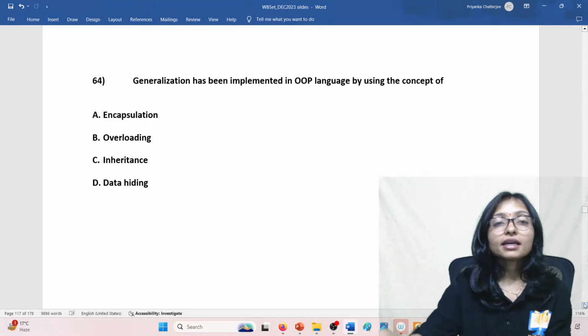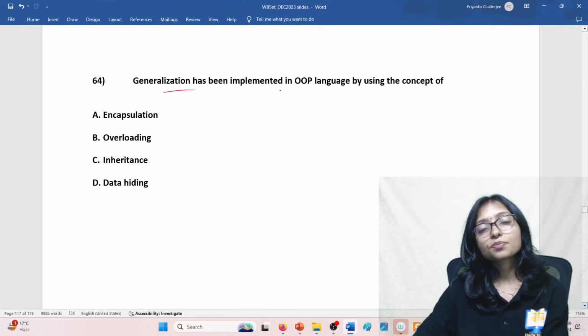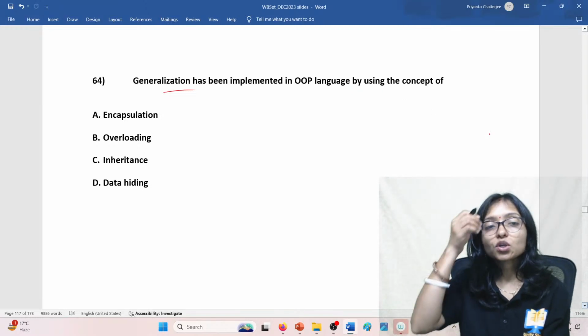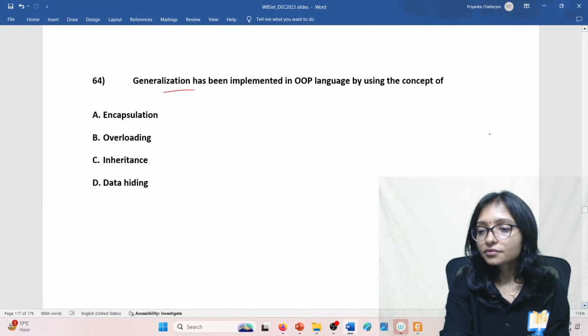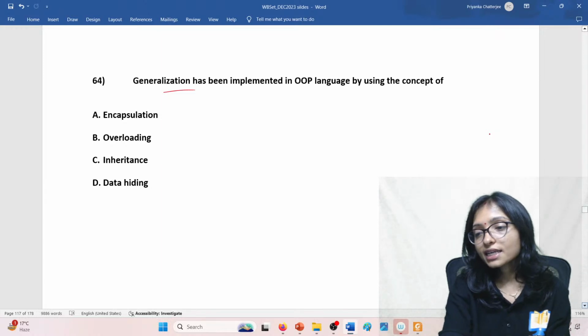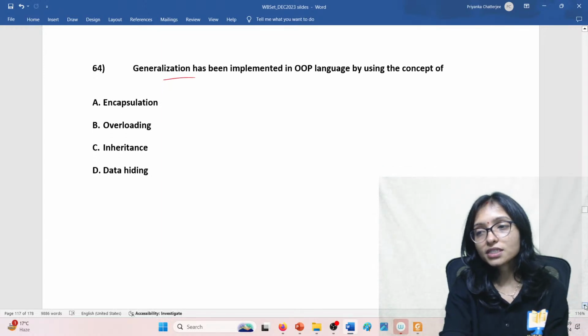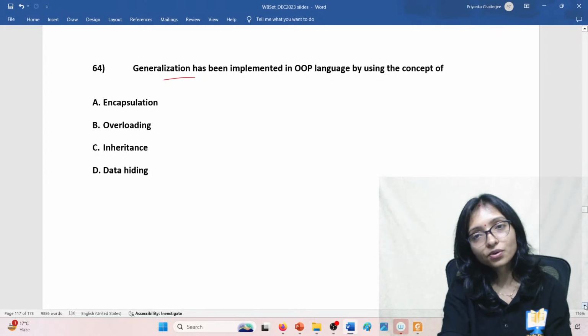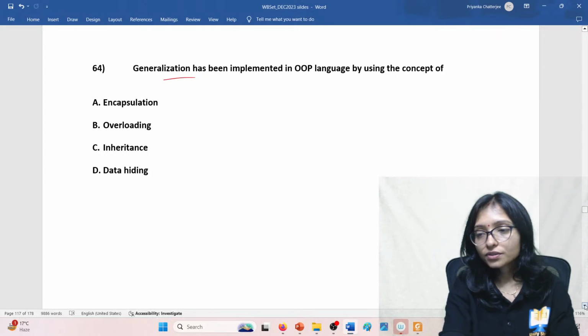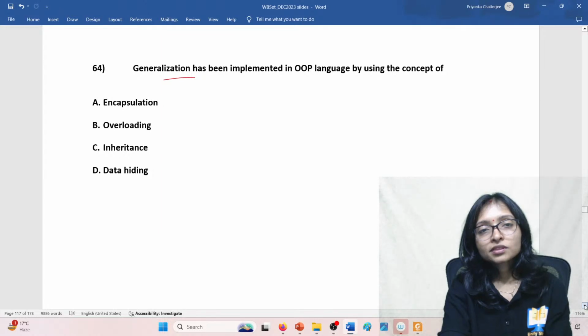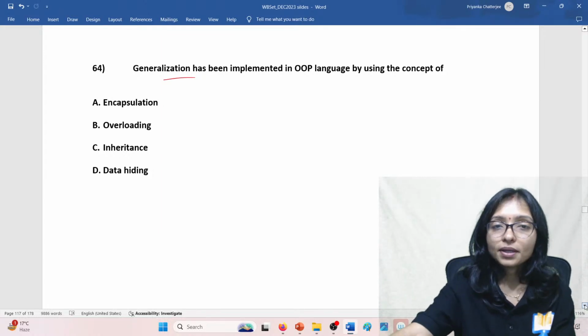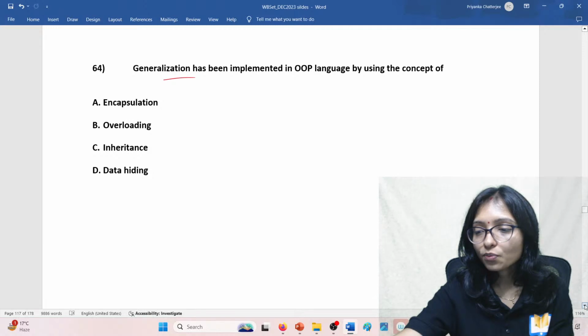Dijkstra algorithm, I hope you all learned, and this concept comes from Dijkstra only. Now you see, generalization has been implemented in OOPS language by using the concept of what? Those who are telling C, D are all wrong. Got it? Reading the question properly and understanding it is very, very important. Each and every line is important. Previous question, it was wrong. Generalization has been implemented in OOPS language by what?